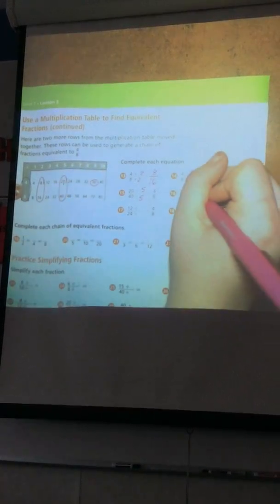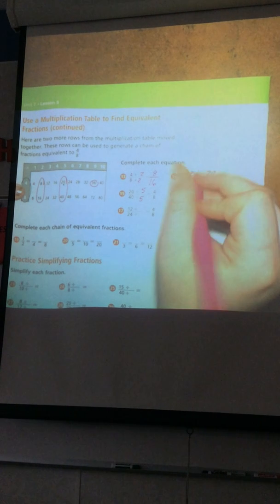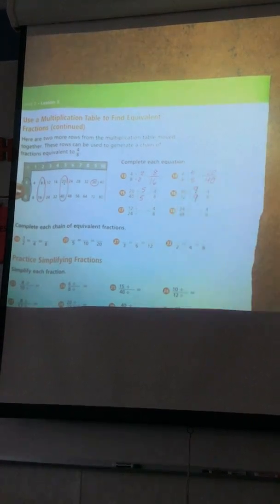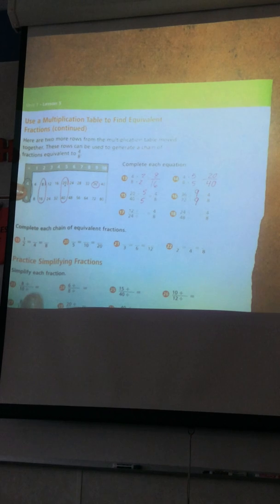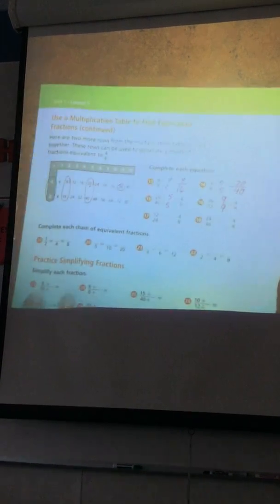So 36 divided by 9 equals 4. And 72 divided by 9 equals 8. Remember, it always has to be the same on the top and the bottom. Okay, so let's go ahead and try this next one, 12.